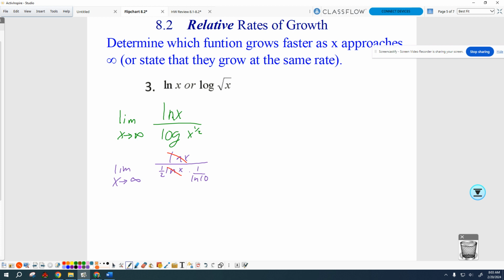Natural log of x, they cancel. And one over 1/2, 1 divided by a half is actually multiplied by 2. And 1 divided by natural log of 10, 1 divided by 1 over natural log of 10. The x's went away. I didn't even think about this. Crazy? Questions?